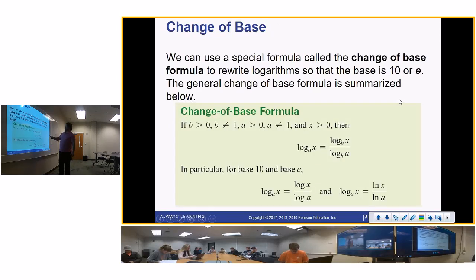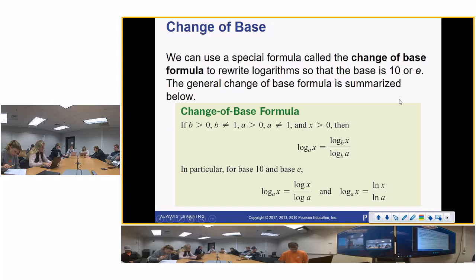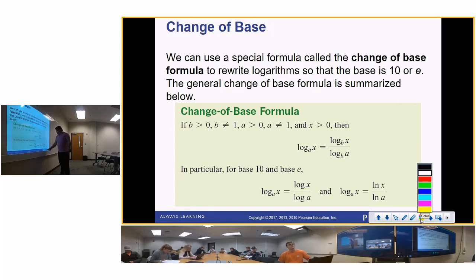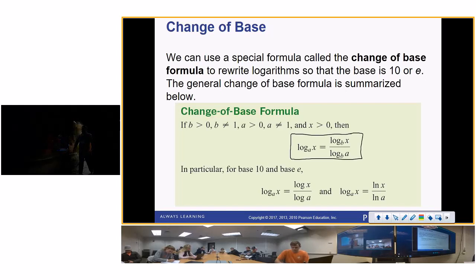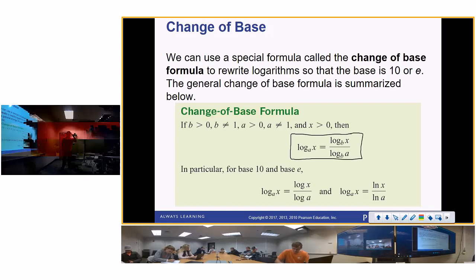If we ever get there, this is the change of base formula. It is 100% going to be on the test. Just do this one. Change of base formula. That's about the fifth thing that you're responsible for on your properties.